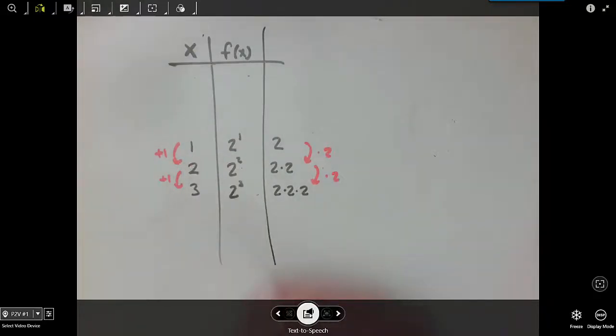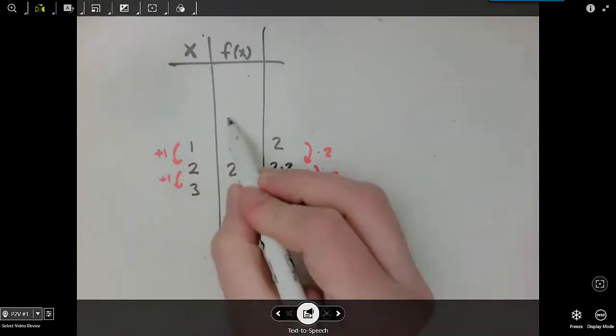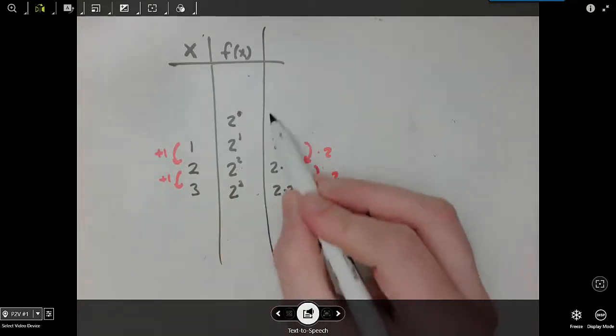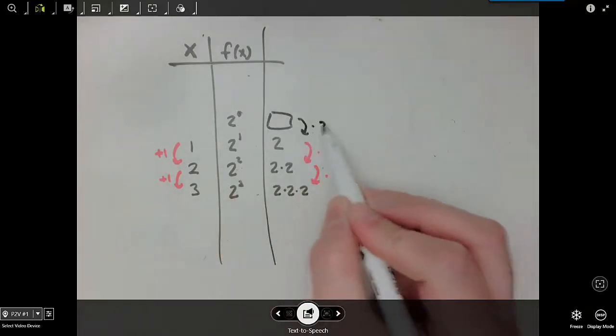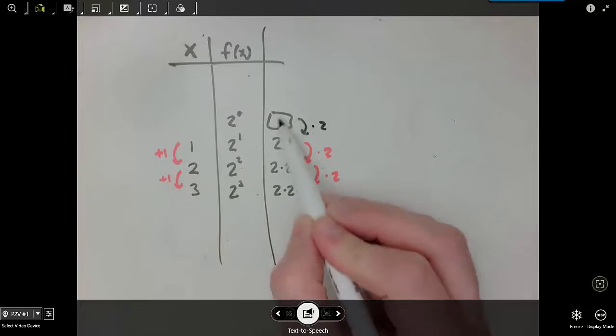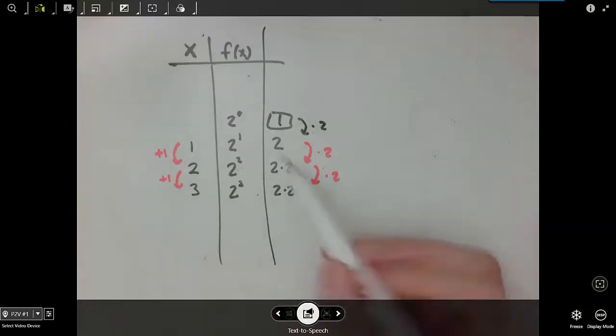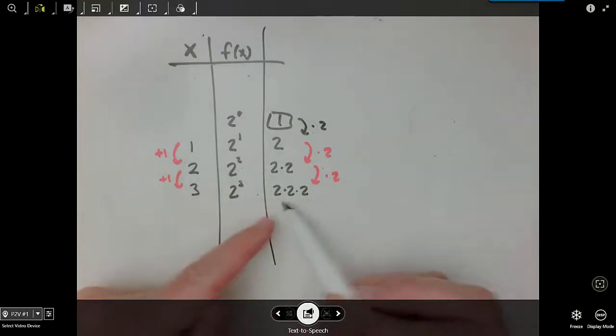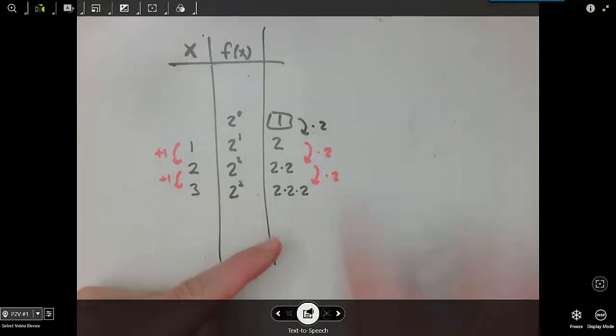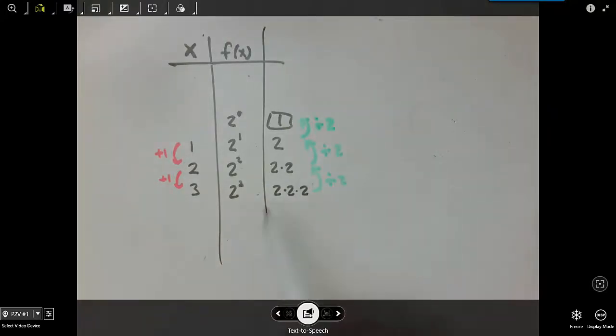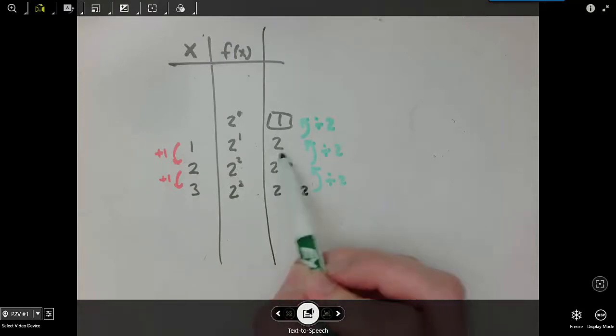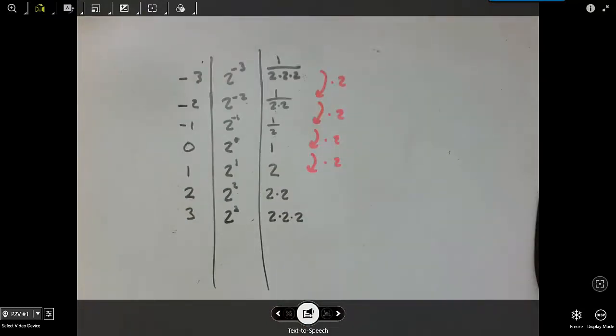If I wanted to define 2 to the 0, that would be like asking what value times 2 is going to give me 2. And you know the answer is 1. But you could equally well think about it the other way. If you're thinking about dividing by 2, then 4 divided by 2 gives you 2, 2 divided by 2 gives you 1. And you can keep extending the table upwards. So let's do that. So clearly, the same pattern has been preserved.